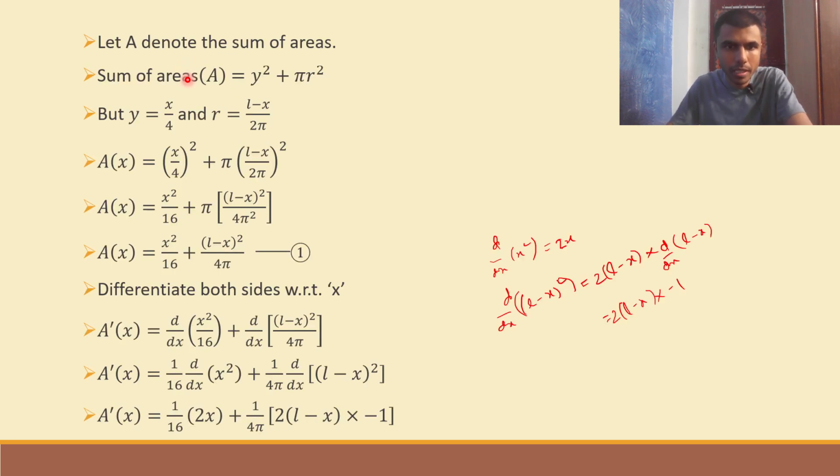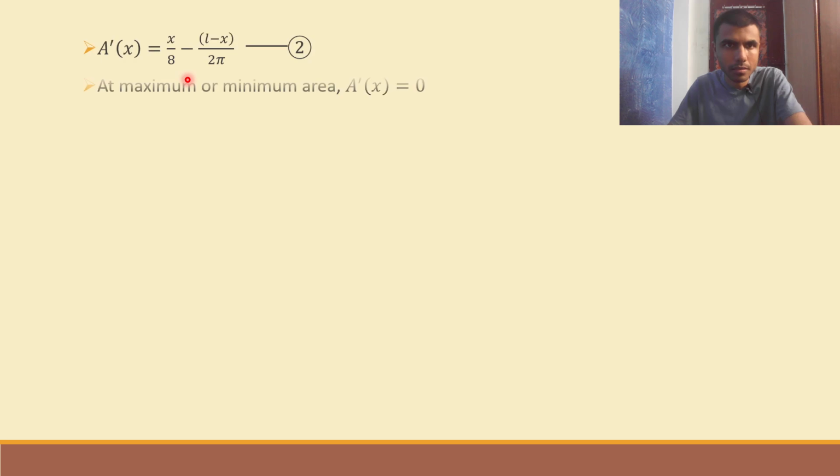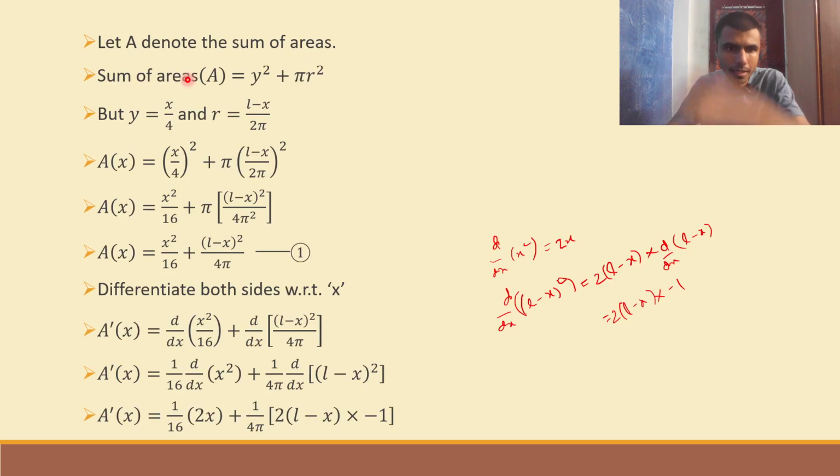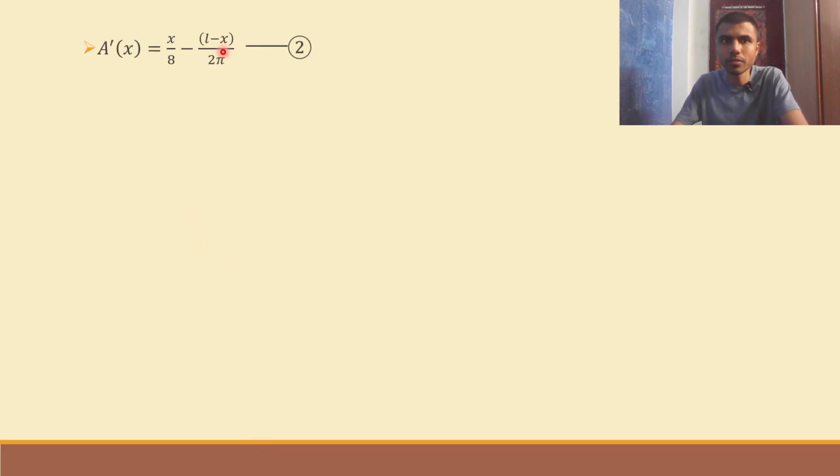Okay, I think I wrote it directly. Now see what exactly happens here: 2 ones are 2, 2 eights are 16. Okay, 2 ones are 2. Don't do this in the exam. I'm doing this to explain to you. It doesn't look good. The examiner will understand if you write the next step. Here also 2 ones are 2, 2 twos are 4, and this minus, write it, keep it outside. So x by 8 minus L minus x by 2 pi. That's what I'm going to get. A dash of x is x by 8 minus L minus x by 2 pi.